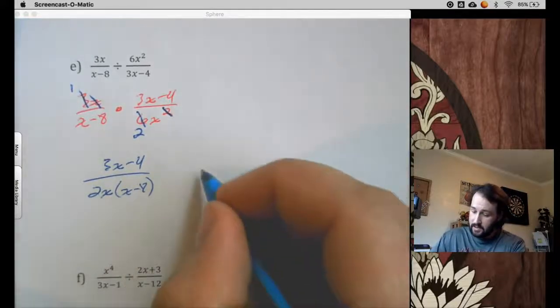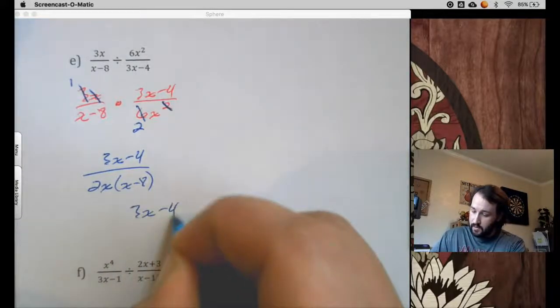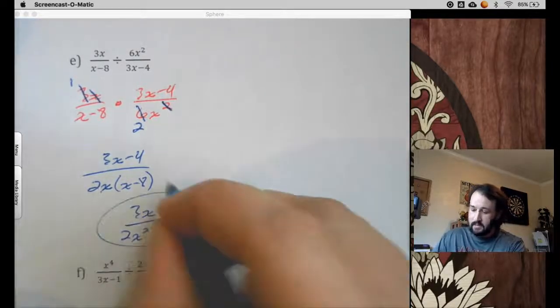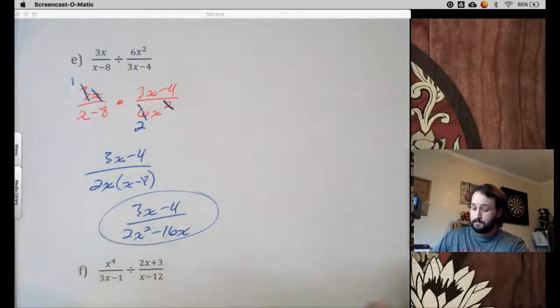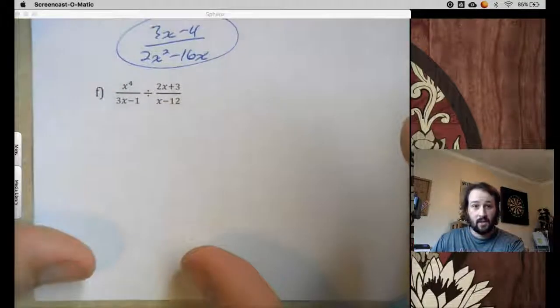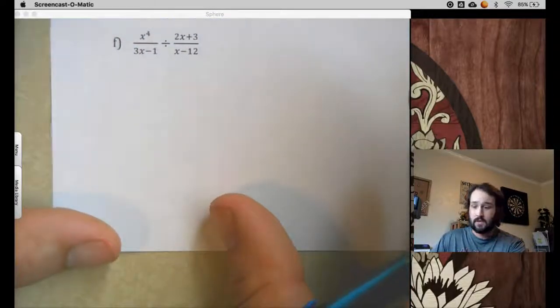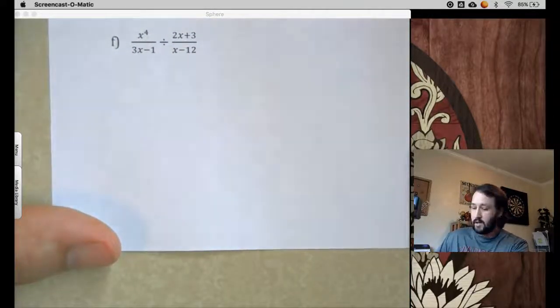So this becomes 3x minus 4 over 2x squared minus 16x. And that would be our solution. All right, it's probably going to be another one that happens. So pay attention. If you can cross-reduce, go ahead and reduce, since it's just multiplication straight across.